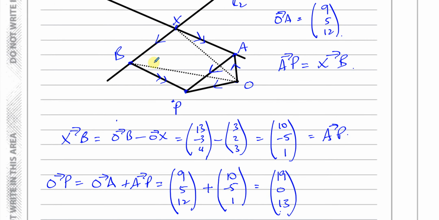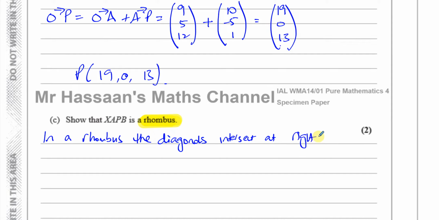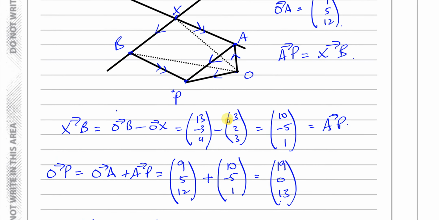So that's what will help us here. That means AB and XP should intersect at right angles. So what we need to do here is show that in a rhombus, we have to use this fact. If it's a rhombus, then for sure this will be true. The diagonals intersect at right angles. Therefore, we have to prove that they intersect at right angles.